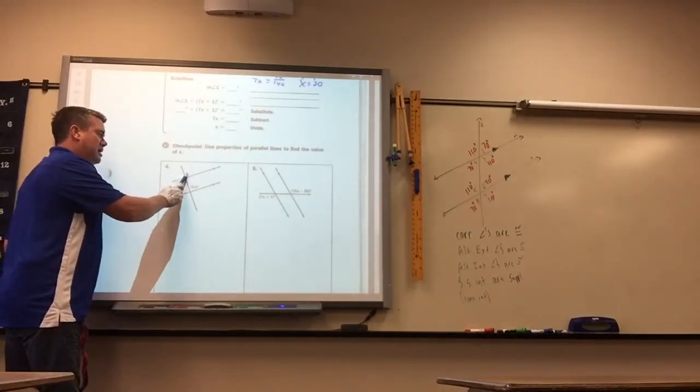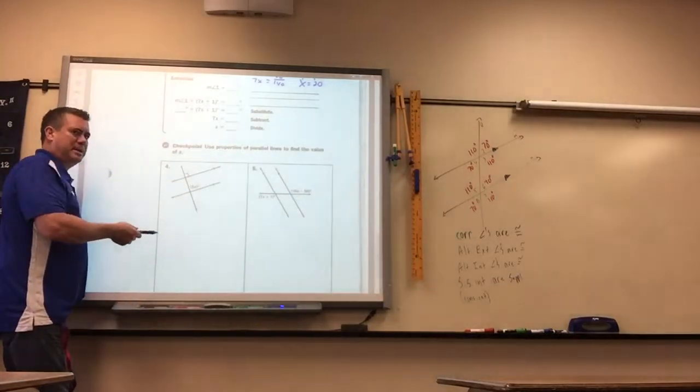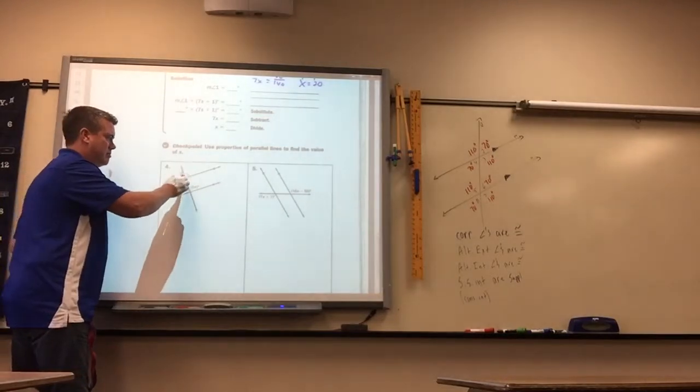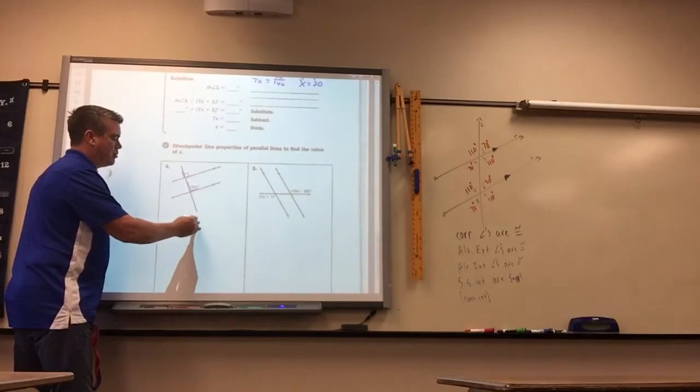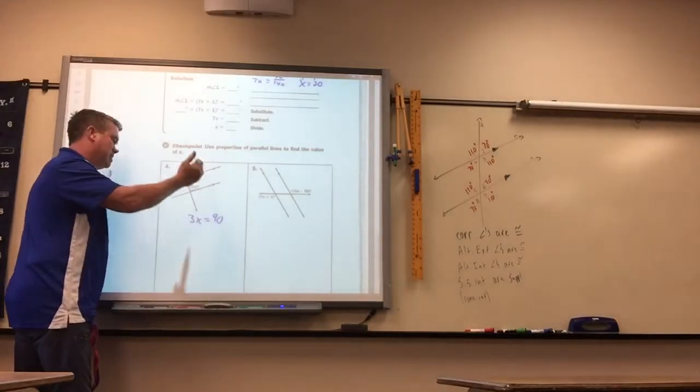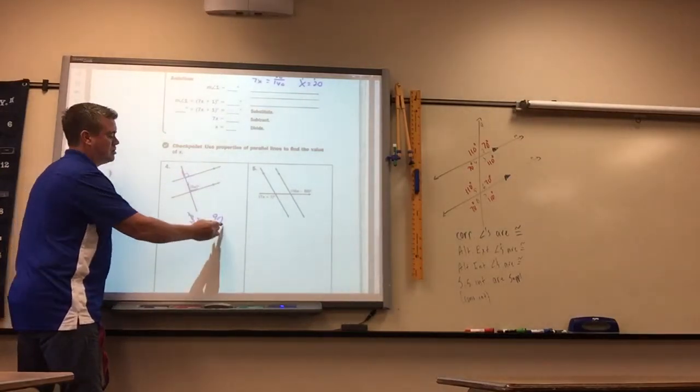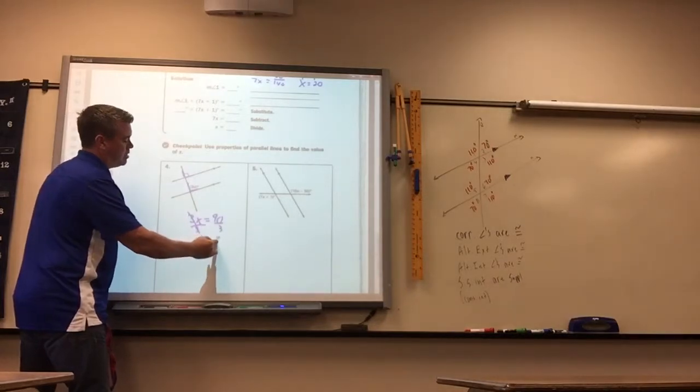3x, is it gonna be equal to 90 or supplementary with 90? That will equal. They're corresponding angles, so they're equal. So I know then that 3x has to equal 90. That's a simple one. Just divide by 3 and you get 30.